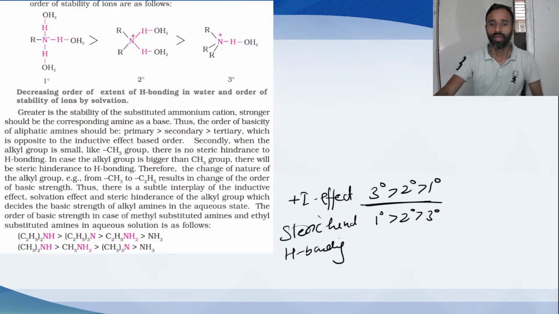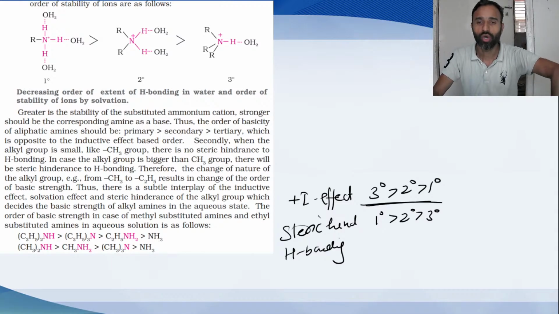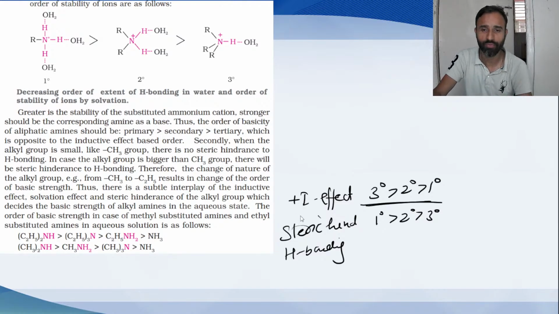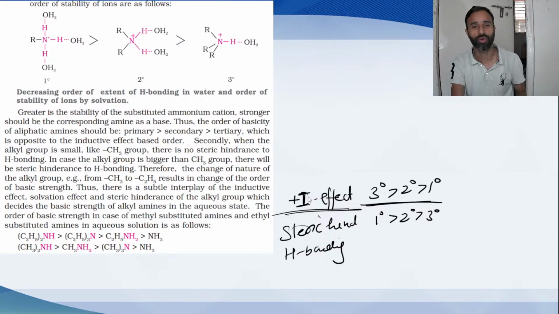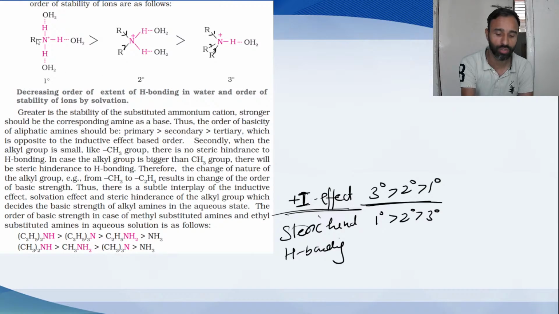yes, beta, I said in case of methylamines or ethylamines, aliphatic amines, if plus I effect is the main deciding factor of basic strength, then tertiary is most basic because there are 3 releasing groups. In secondary there are 2 releasing groups. In primary there is only 1 releasing group.